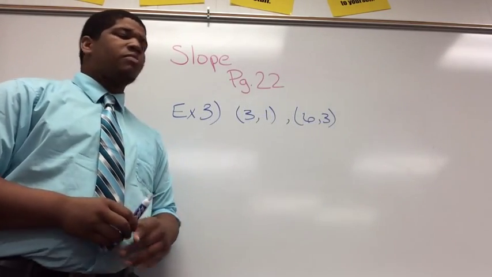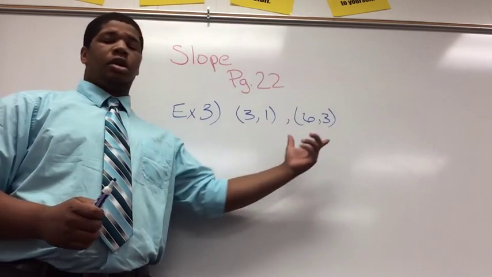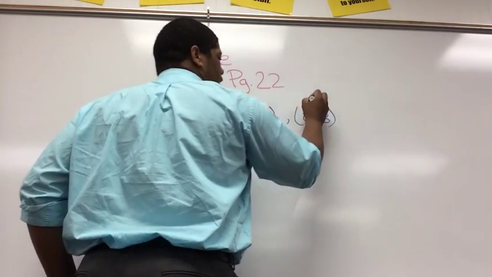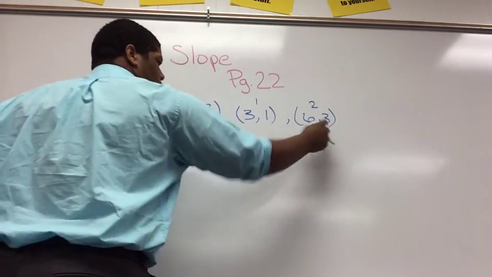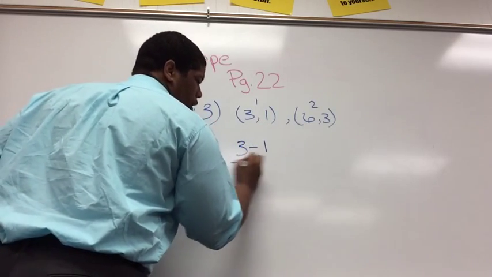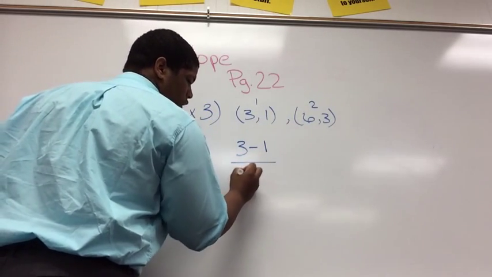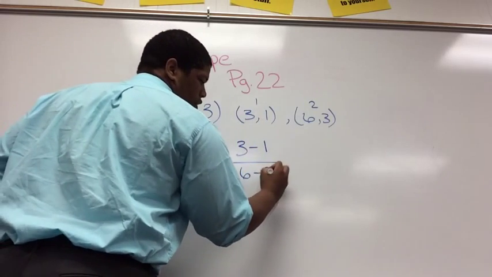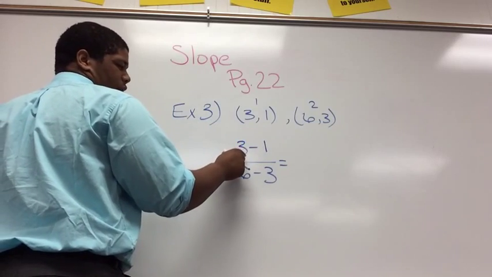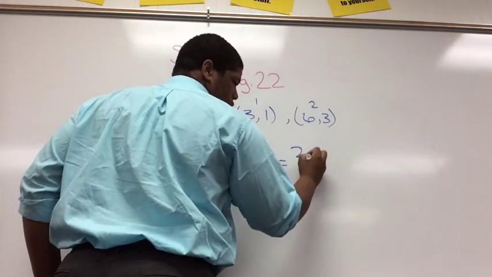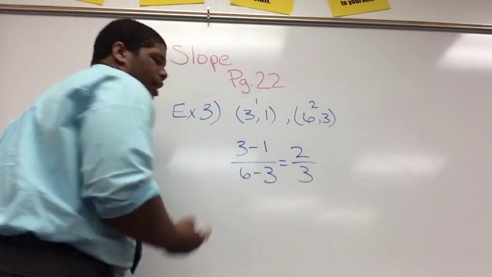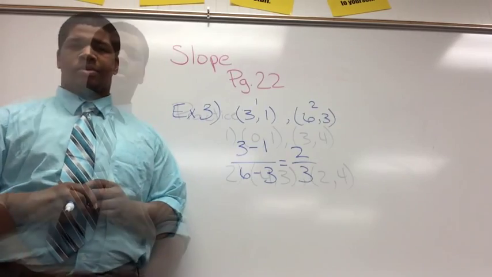So for my third example, I'm given the points 3, 1, and 6, 3. So once again, I'm going to label mine 1 and 2. Y2, which is 3, minus Y1, which is 1, over X2, which is 6, minus X1, which is 3. So now I'm just going to subtract it across again. 3 minus 1 equals 2. 6 minus 3 equals 3. And my slope is 2/3.